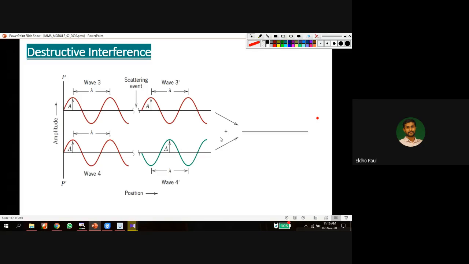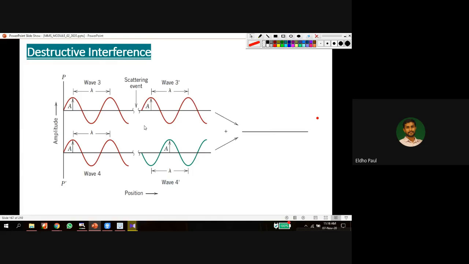When these two are combined, the resultant beam will be a complete destruction. That means there is no wave. When they combine together, it will be a removal or complete disappearance of this beam. When they combine, this is called destructive interference.